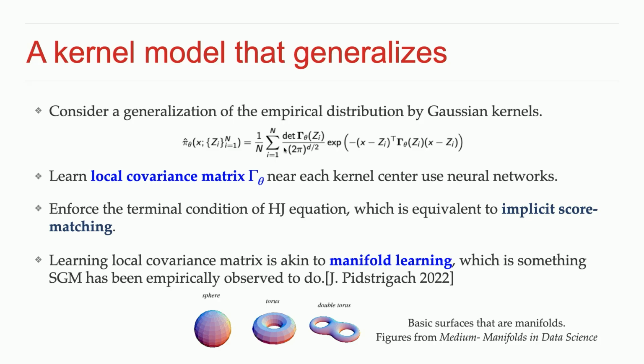So basically, what we took as the training scheme is to enforce the terminal conditions of the HJ equations we have, which is basically equivalent to implicit score matching at the terminal times. And what we are doing here, trying to learn a local covariance matrix, is akin to manifold learning.